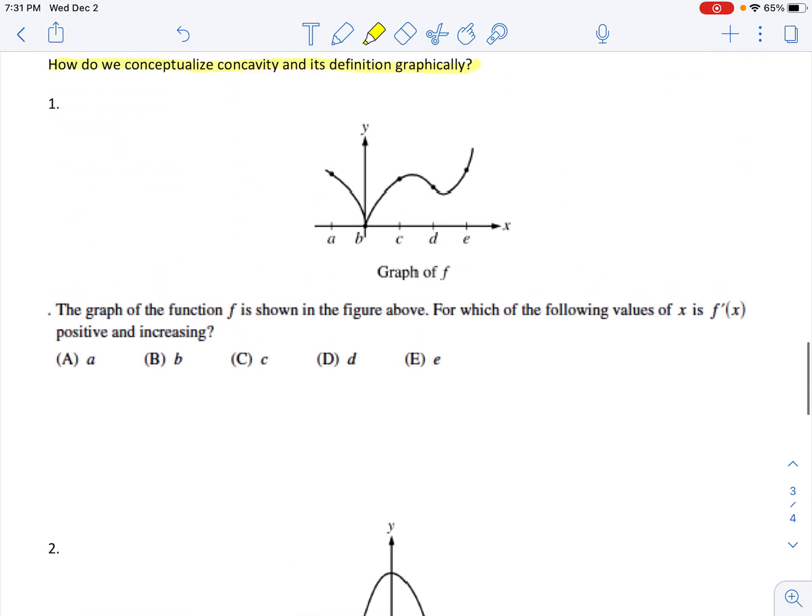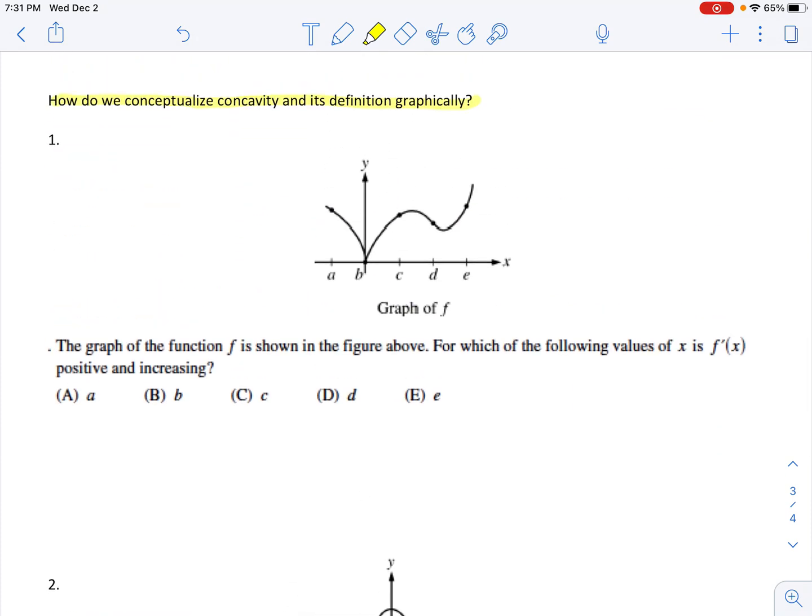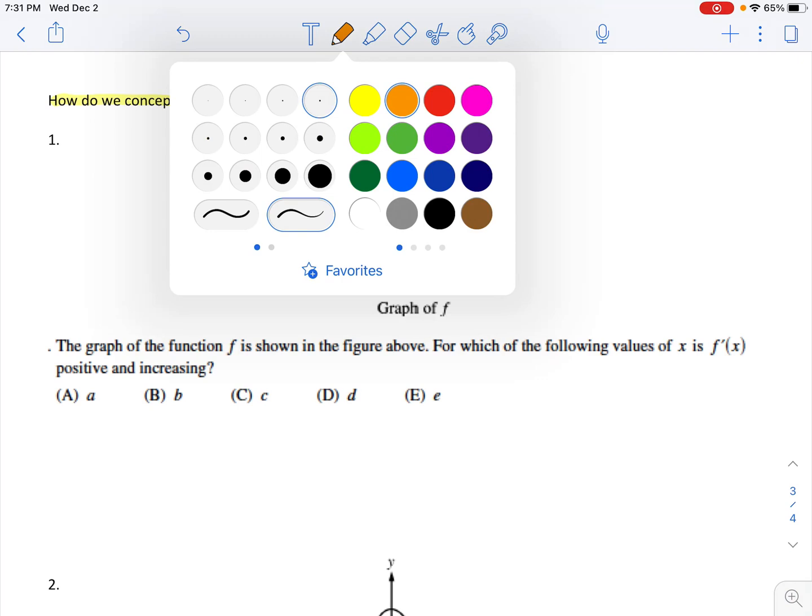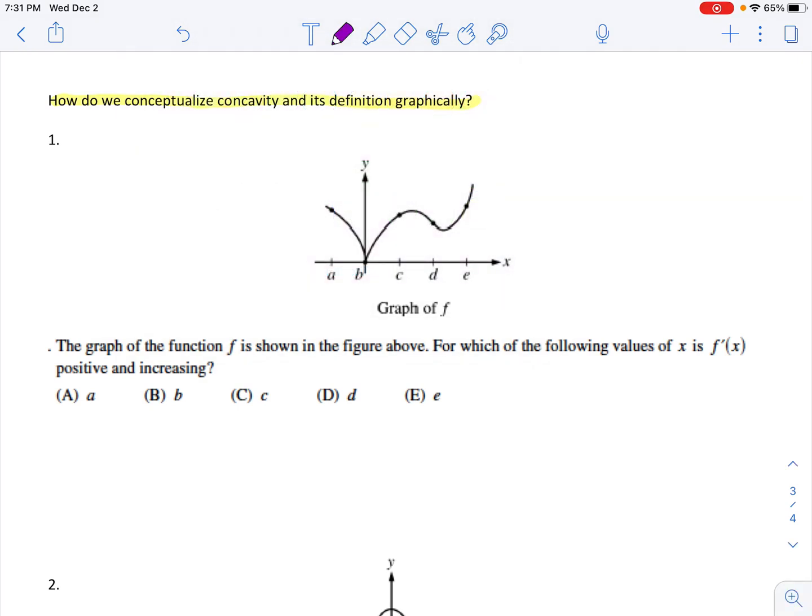So these are two different questions that involve looking at the aspects of a graph and looking at the concavity or increasing, decreasing nature of the function to answer questions. So I thought it would be fun to stretch our brains a little in this direction. And I use the term fun loosely.